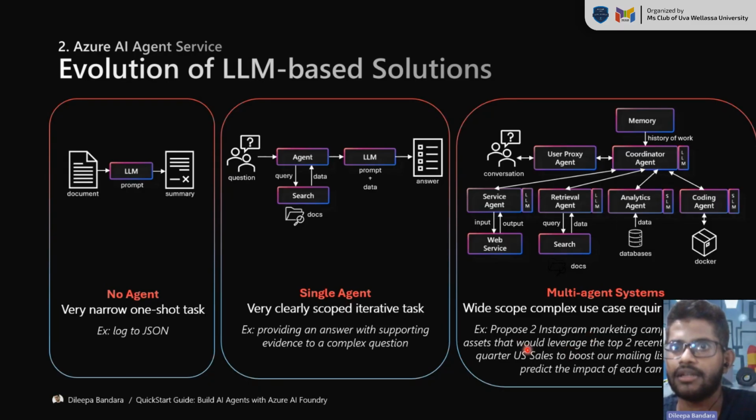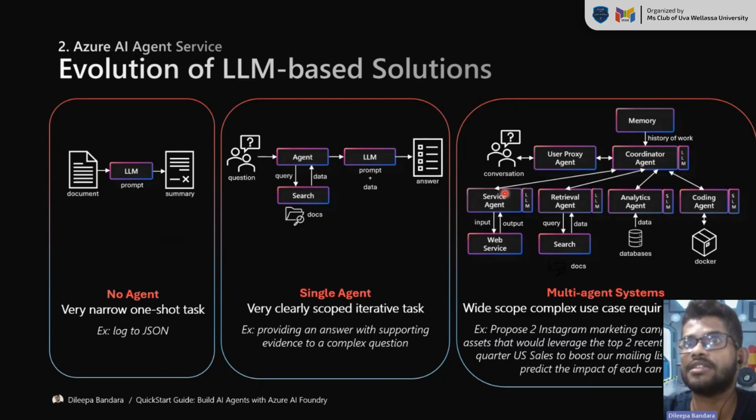As an example, we can say: propose two Instagram marketing campaigns, including assets, that would leverage the top two recent trends in our past quarter's US sales to boost our mailing list and user base, and predict the impact of each campaign, right? This is a huge task. So to complete this process, we have to break all of these things down into smaller, minor steps, right? Then we can assign these steps to agents.